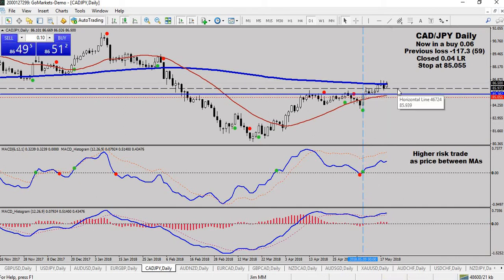My sell trade was 0.2. My buy trade was 0.6. So once I got to that plus 59 pips, I closed out 0.4, which LR means loss recovered. So now I'm in a normal trade and it's going nicely.